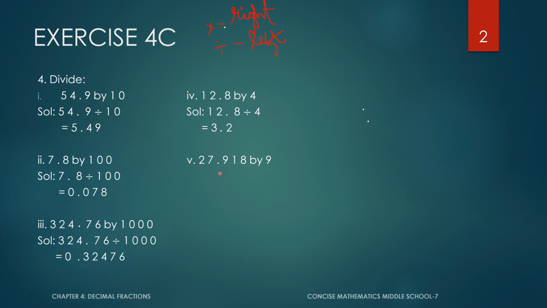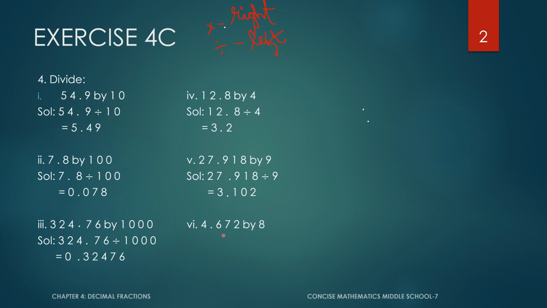Similarly, 27.918 by 9. Even here, just neglect this point. Without this point, just divide 27,918 divided by 9. After this point, how many numbers are there? After dividing it, now you got the answer. So now you have to place this decimal point. How to place the decimal point: after this point, how many numbers are here, children? 3 numbers, right? So imagine a point over here and just move 3 places. 1, 2, 3. That means 3.102 will be the answer.